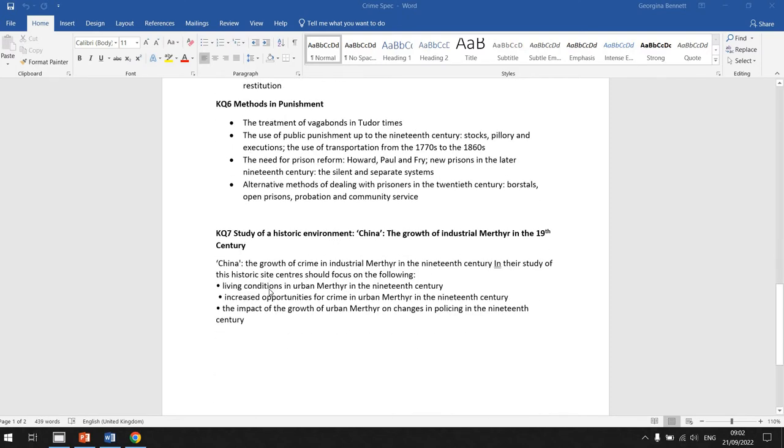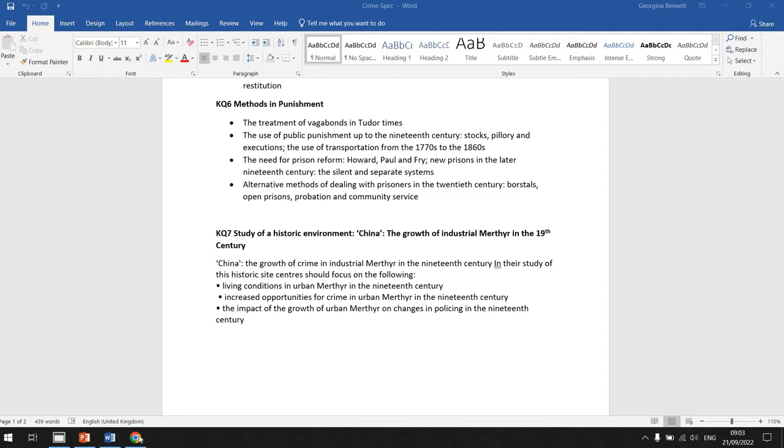Key question 6 then is methods of punishment. So we start looking at actually how people were physically punished, ranging from capital and corporal punishment in the early Tudor times all the way up to prison and the reform system that we have today. And then key question 7 is a study of historic environment, and we specifically look at the China, a place in Merthyr Tydfil, in the 19th century. So that is our specific study.